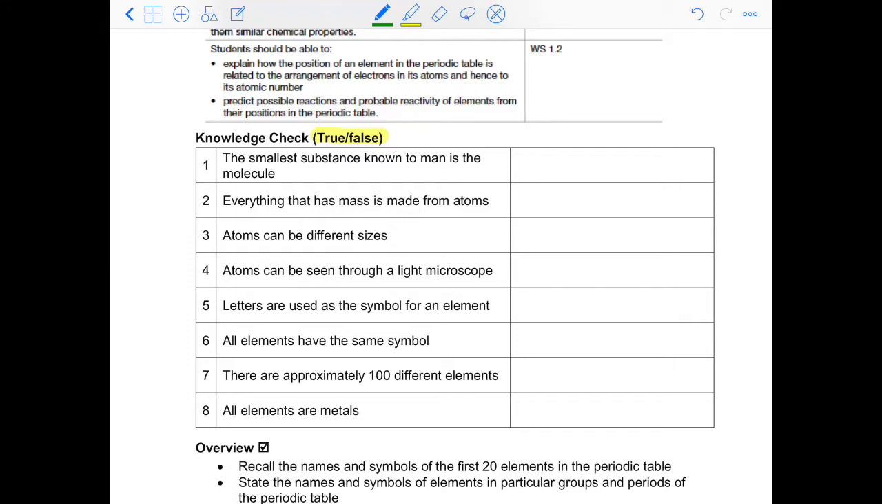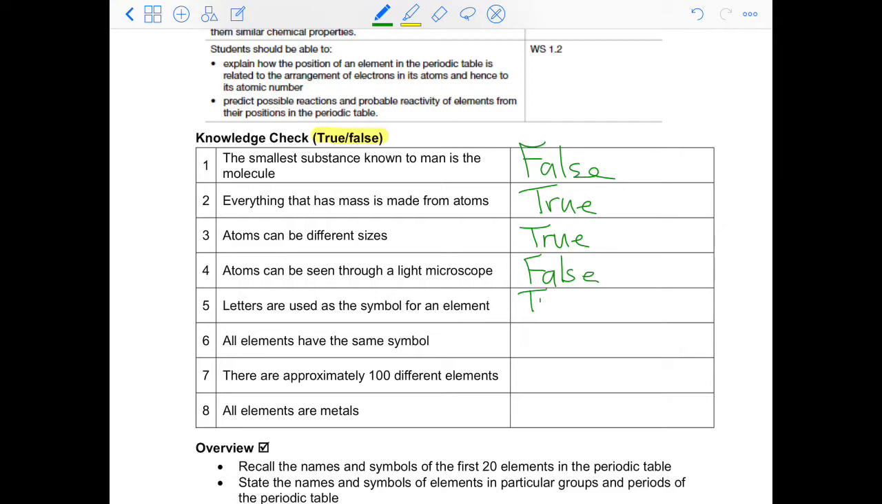So the first one is actually false. You may remember that the smallest substance known to man is actually the atom. Everything that has mass is made from atoms. This is true. Atoms can be different sizes. This is also true. Atoms can be seen through a light microscope. This is false. The light microscope is a type of microscope we have in the classroom, which atoms cannot be seen through.